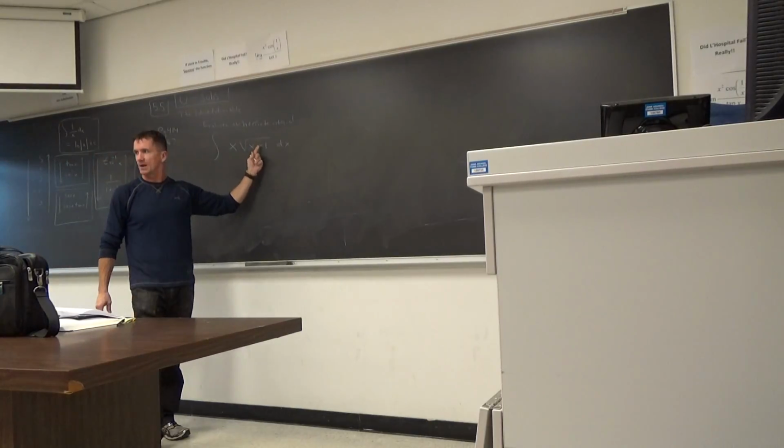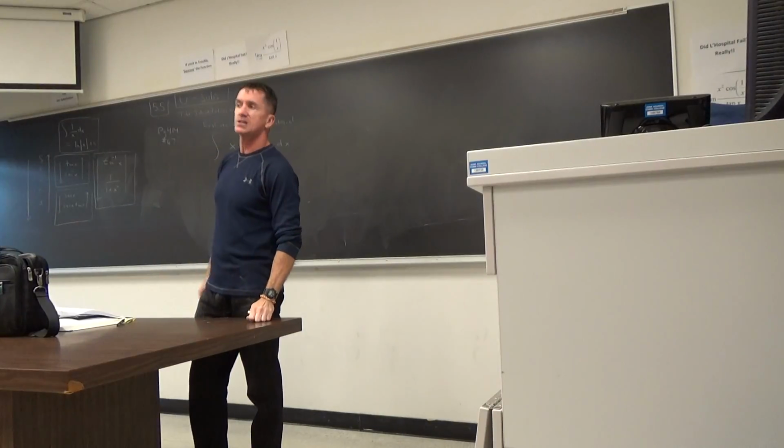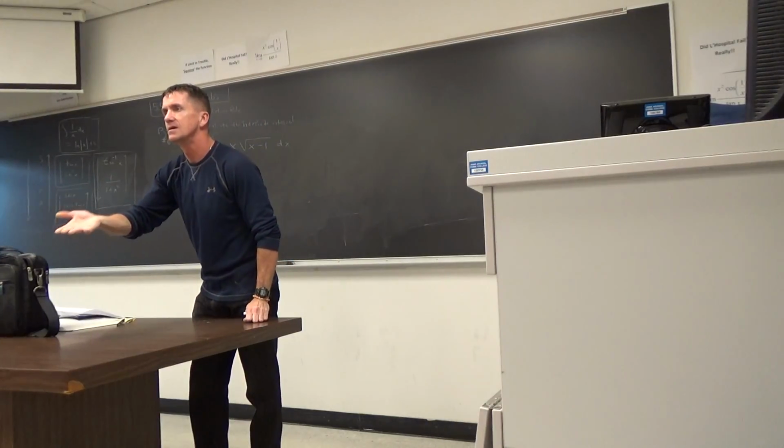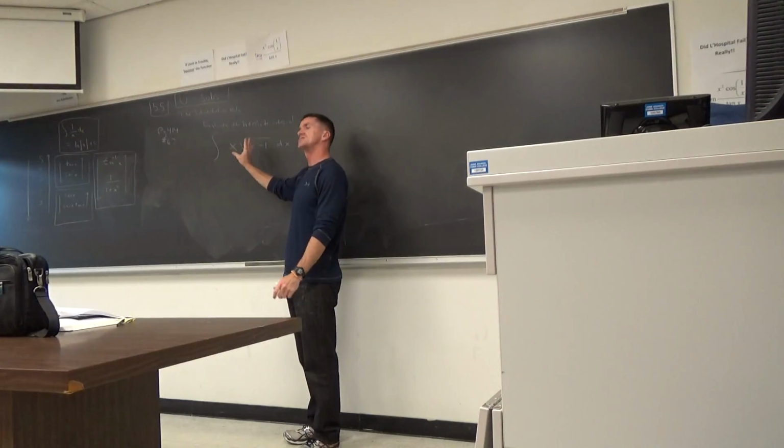Usually it's x squared, and then we take the derivative. Usually this is x squared minus 1. We let u equal x squared minus 1, and the derivative of x squared minus 1 is 2x, right? And then we're able to knock that x out. So this is a bizarre scenario, isn't it?